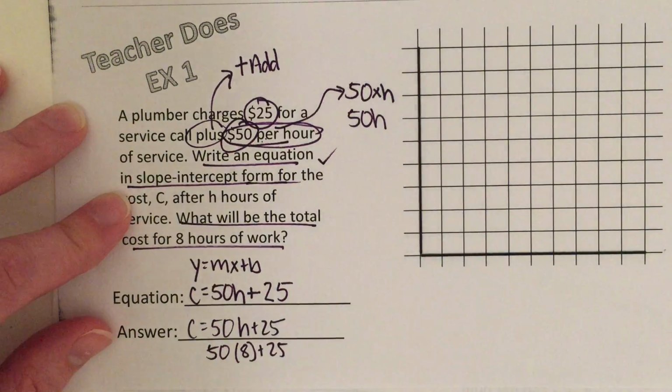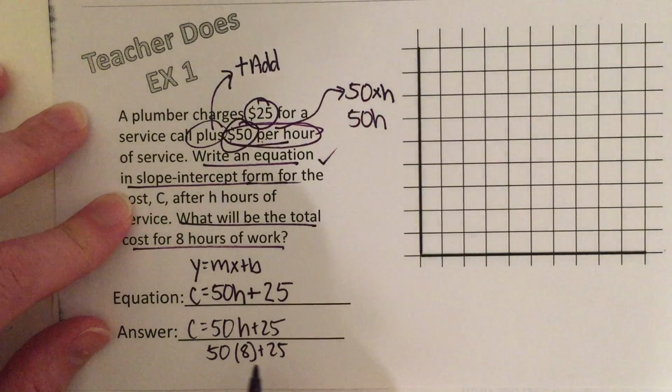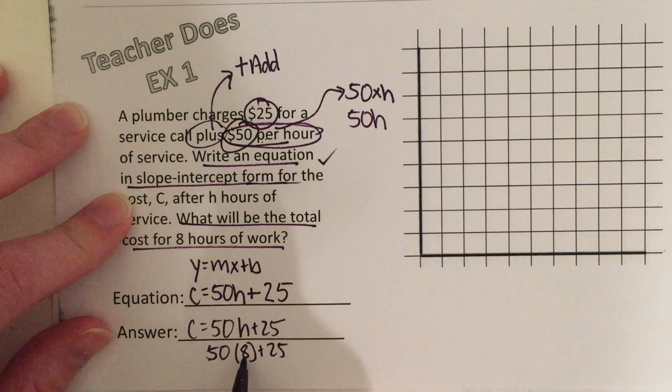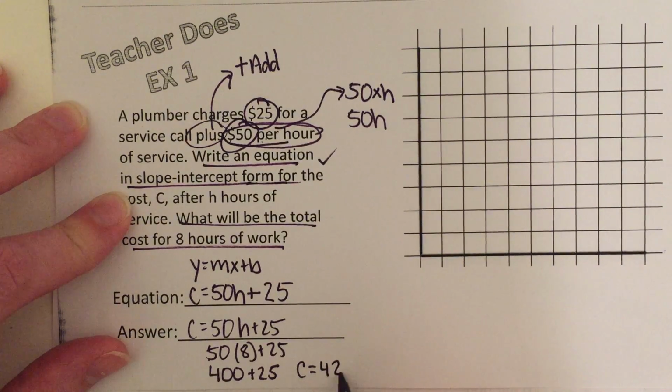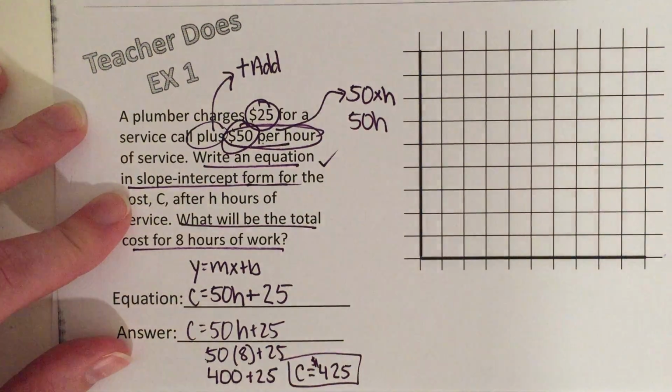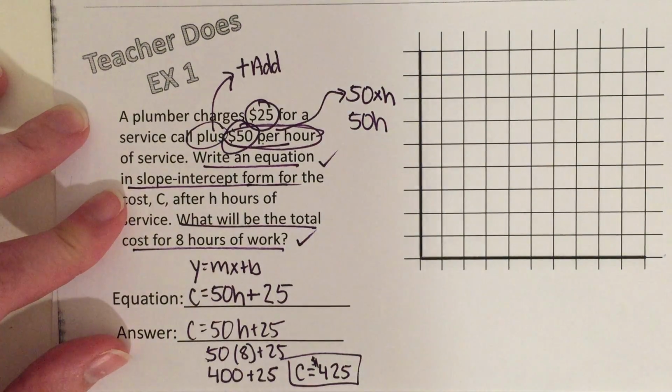Then I'm just going to work that out using the order of operations. 50 times 8 is what I'm going to solve first. 5 times 8 is 40. Then add on that other 0. 400 plus 25. Cost equals $425. Awesome. So now answered this part of the question as well.